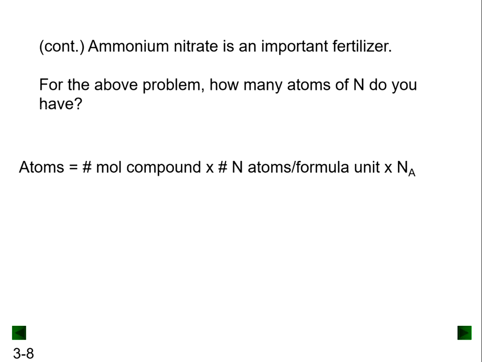So we carry out this calculation. The atoms of nitrogen that we will have in ammonium nitrate will equal the number of moles of compound, which in this case is 31, times the number of nitrogen atoms per formula unit. In this case, that is 2, times Avogadro's number, 6.02 times 10 to the 23rd power. And we end up with an answer of 3.8 times 10 to the 25th nitrogen atoms. It's a big number, but we expect that because we're dealing with a decent sized sample and atoms are very small.